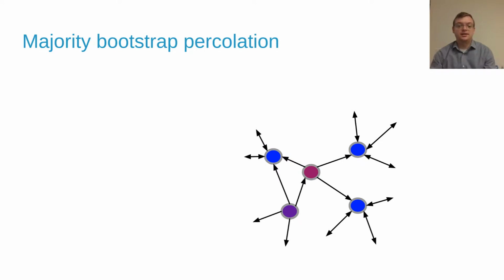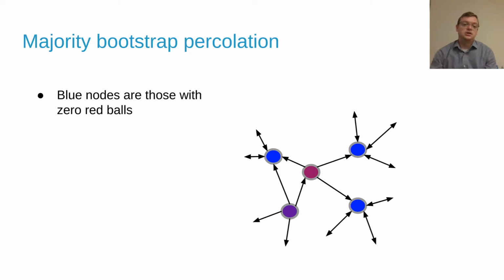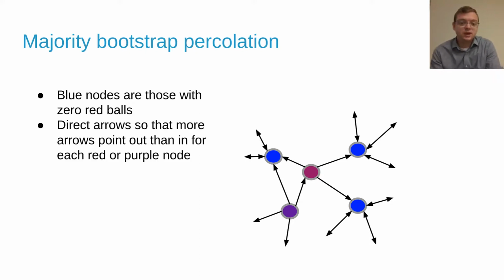And the answer to how we deal with all of this is a technique called majority bootstrap percolation. First, I want to explain what the goal here is. The goal is that we only treat as blue a node that has no red balls initially. And then we want to assign directions to all arrows so that for every node that is not blue, either red or purple, more arrows are pointing out than in.